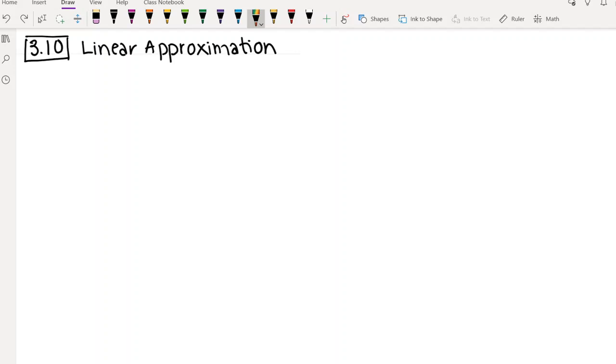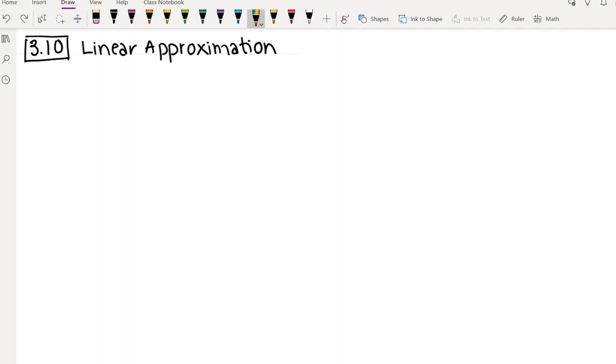Because generally it's easier to plug a number into a linear equation than it is to plug it into, say, a square root equation or a trig equation or a logarithmic equation. When you're writing the equation of a tangent line, it's always a linear function, regardless of what the original function is that you started with. So it gives you a universal way to approximate values by plugging them into this linear function instead.